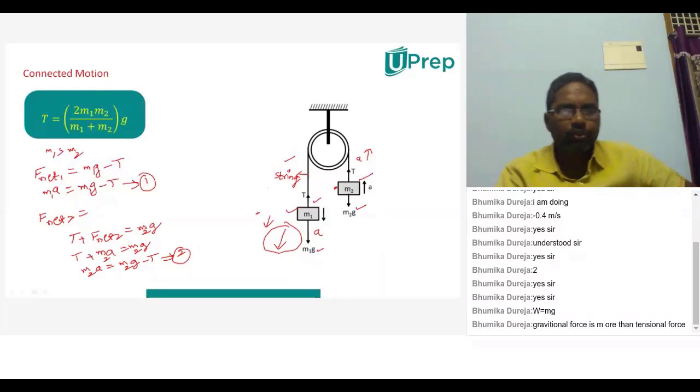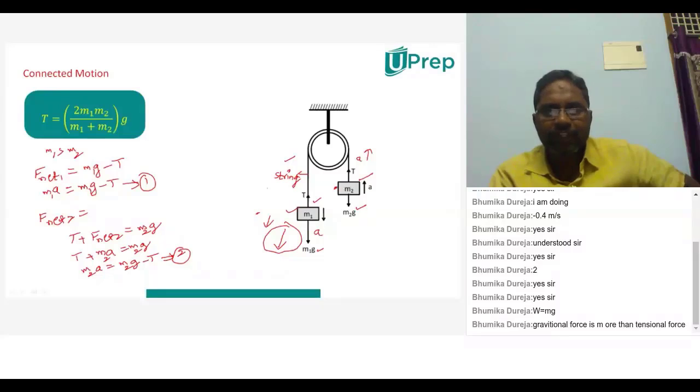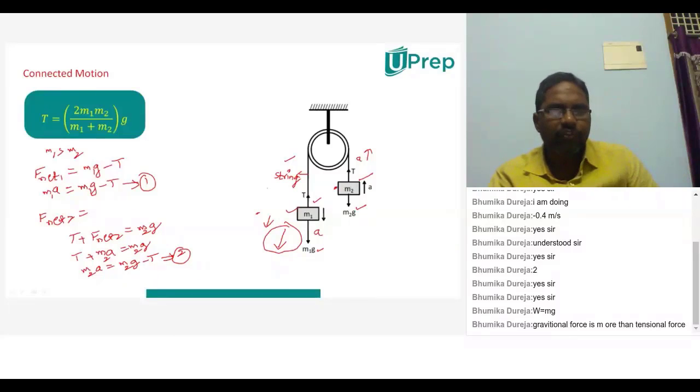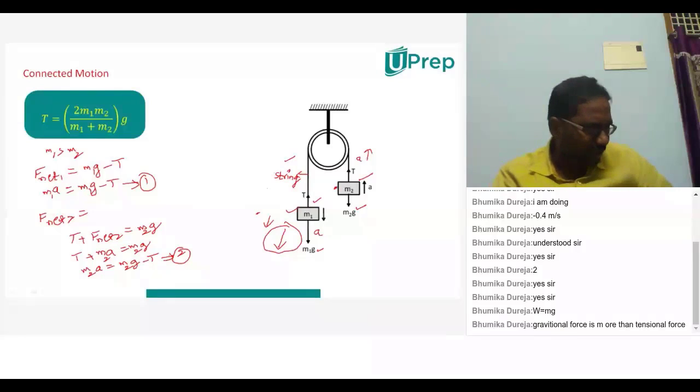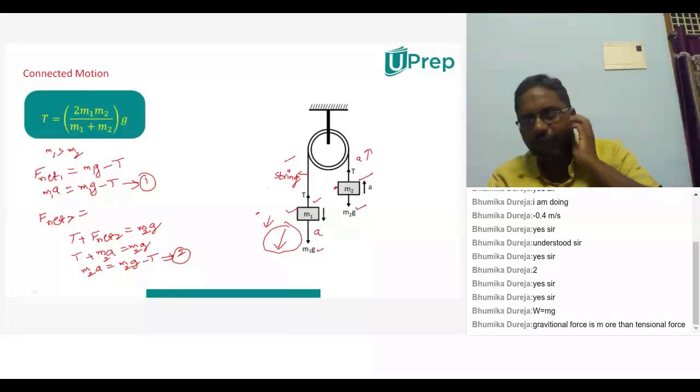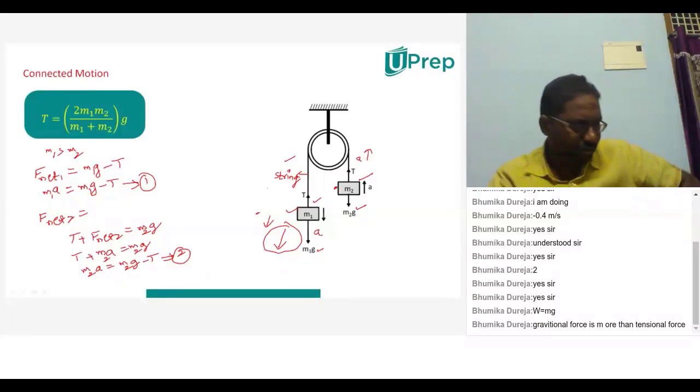Now we have to derive these two relations. That means we have to simplify them and find the acceleration, and after that find the tensional force in it, and that tensional force turns out to be that equation. How we will get that equation, I will explain in the next class.